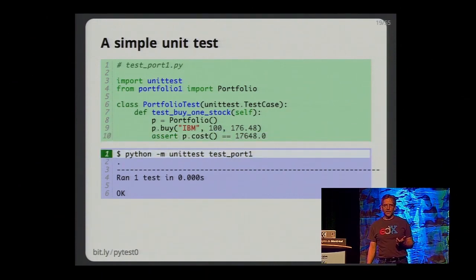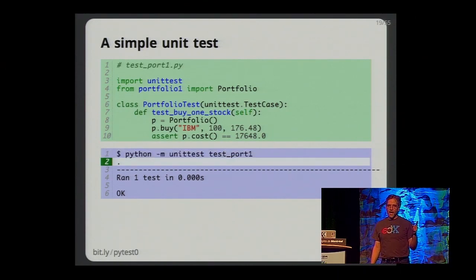The way you run tests with unittest is that you use python -m unittest. If you haven't seen the -m flag, it means instead of running Python code that you find in a file I'm going to name, you're going to run Python code in a module I'm going to name. By running the unittest module as your main program, it knows how to take the next argument, test_portfolio1, import that, and find the tests in it. So it will automatically find the test class and the test methods and run them.